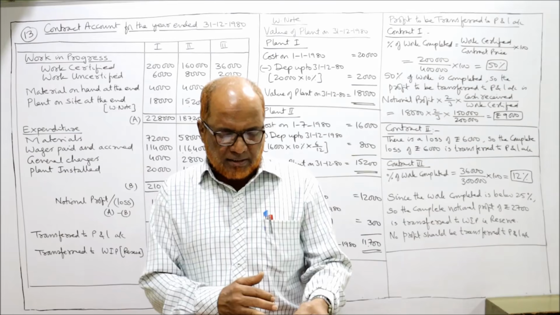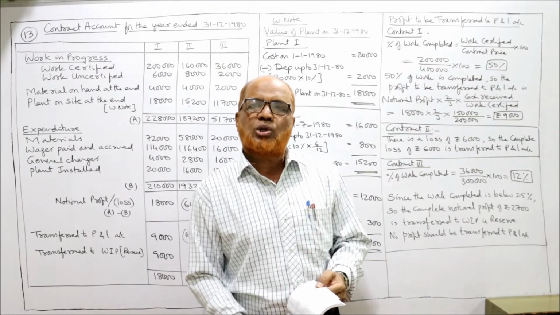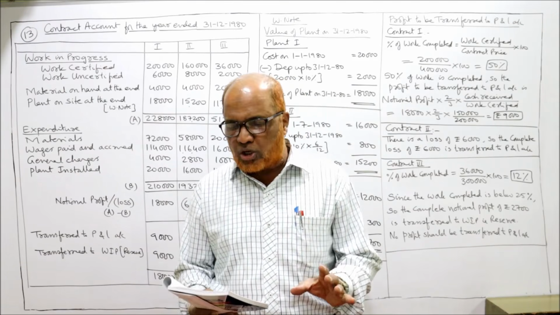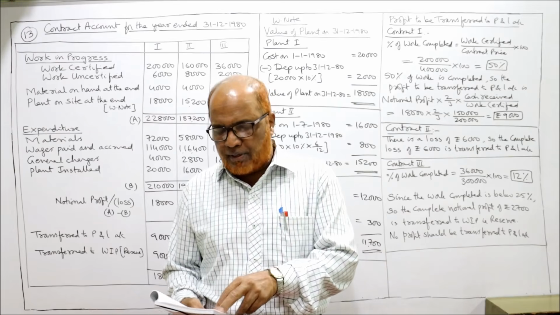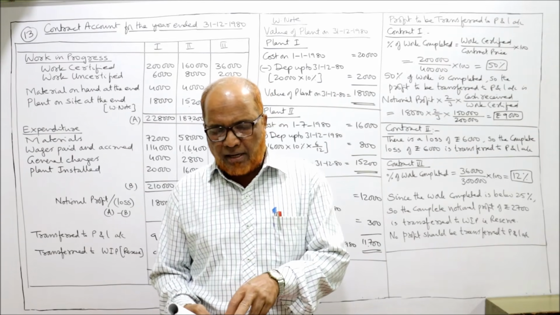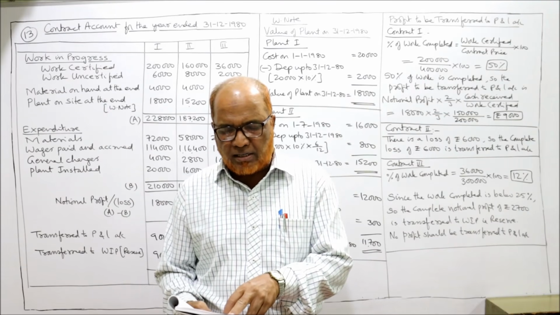were undertaken by a contractor and their accounts on 31st December 1980 showed the following. The accounts are closed on 31st December. So up to 31st December, what is the position? Contract number 1, 2, 3. Contract price 4 lakh, 2 lakh 70,000, 3 lakh. And expenditure are material, wages paid, general charges, plant installed.